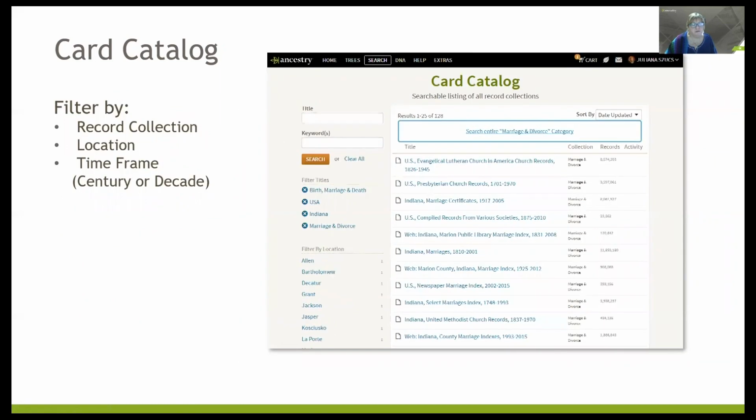I think one of the best ways to search, though, is to filter by the record collection, what type of record you're looking for. Am I looking for vital records? And then put in the location. For example, I've done birth, marriage, and death here. And from birth, marriage, and death, there's even an option you can narrow it to just births or just marriages or just deaths.